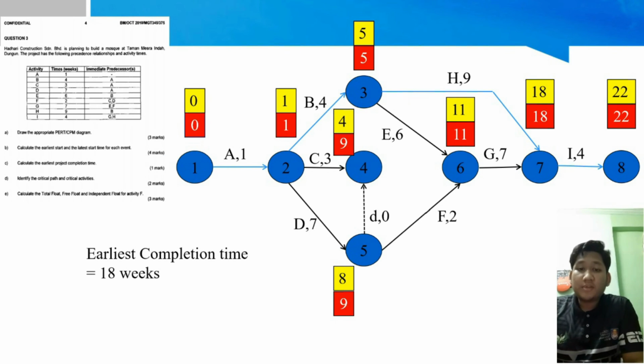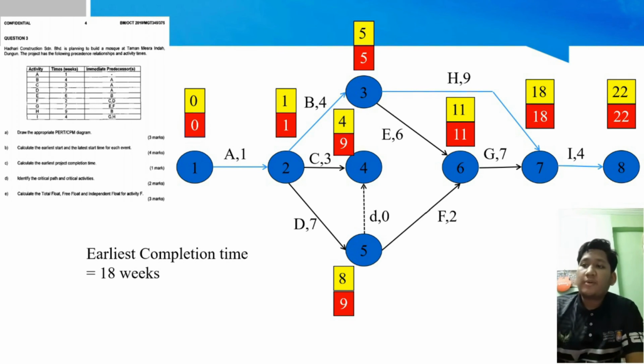Next, for October 2010, question C. Calculate the project completion time. So we need to see the duration, which will get the earliest time. So the answer is 18 weeks. How do I get 18 weeks?